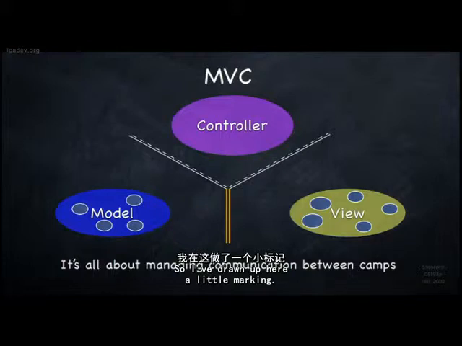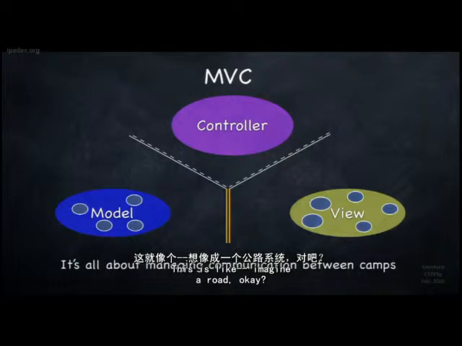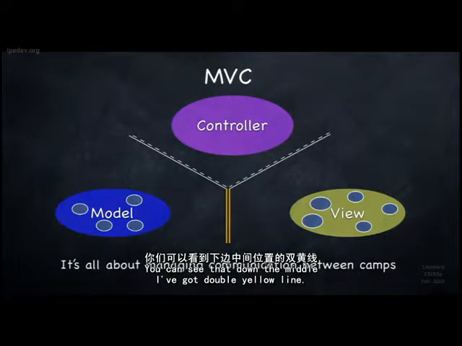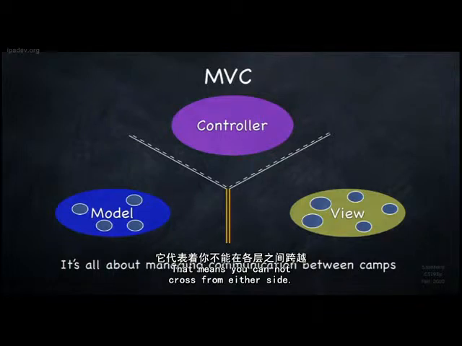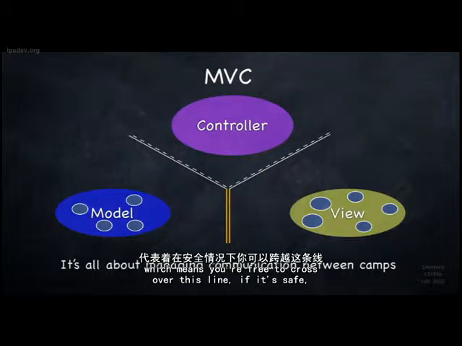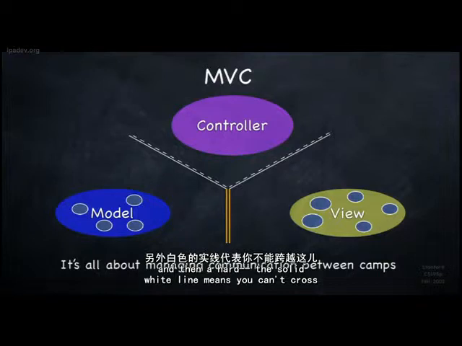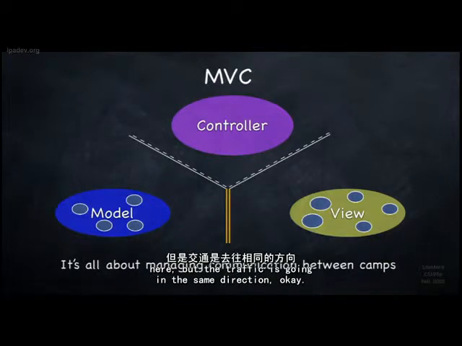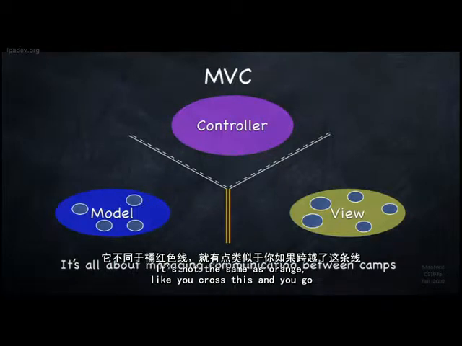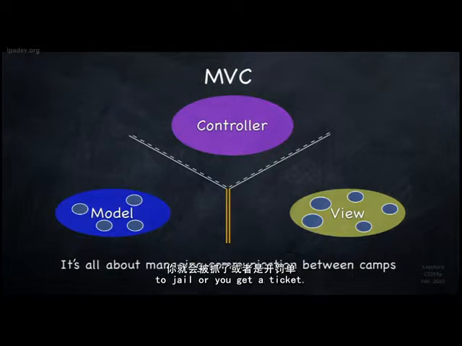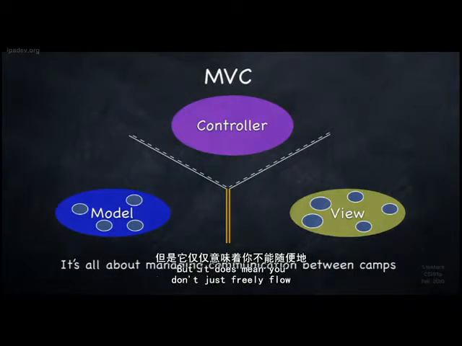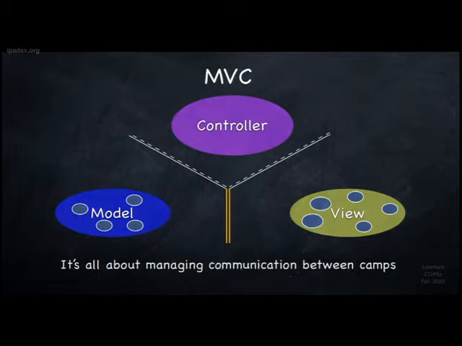So I've drawn up here a little marking. Imagine a road. So these are road markings. You can see that down the middle I've got a double yellow line. That means you cannot cross from either side. Up on the other way, I've got a dashed line, which means you're free to cross over this line if it's safe. And then the solid white line means you can't cross here, but the traffic's going in the same direction. That's what a solid white line means. It's not the same as orange, like you cross this and you go to jail, or you get a ticket. But it does mean you don't just freely flow across that line.